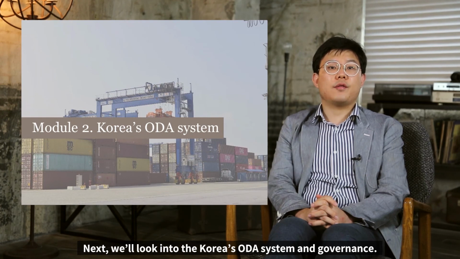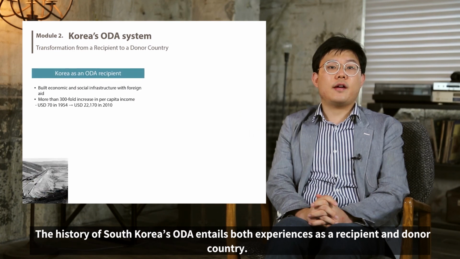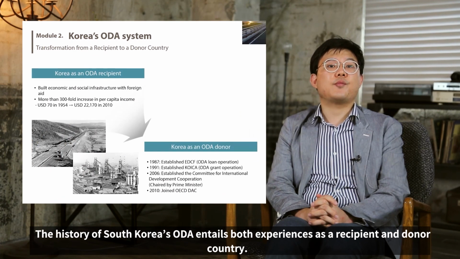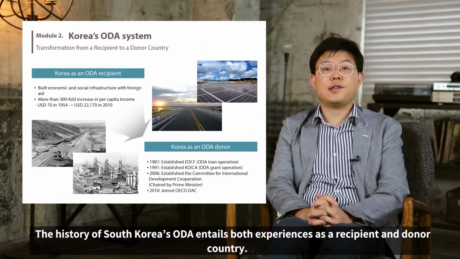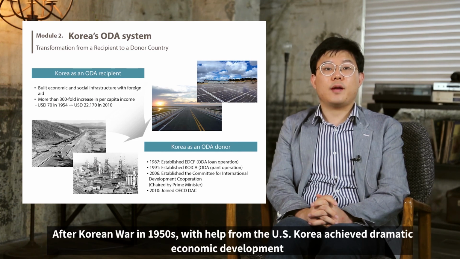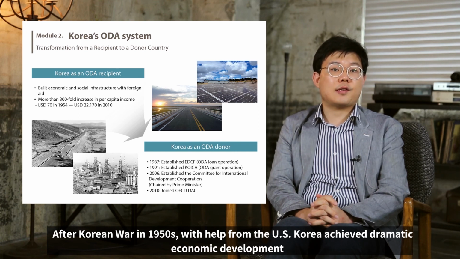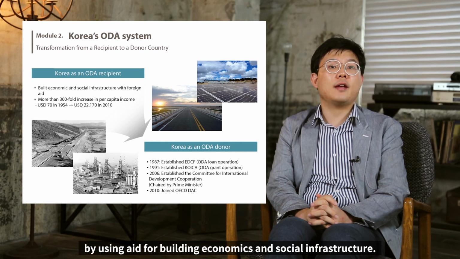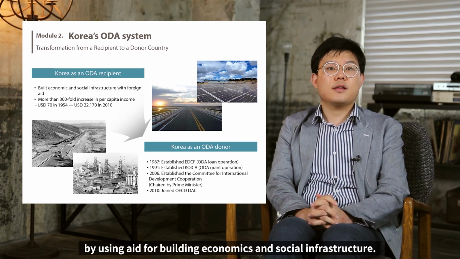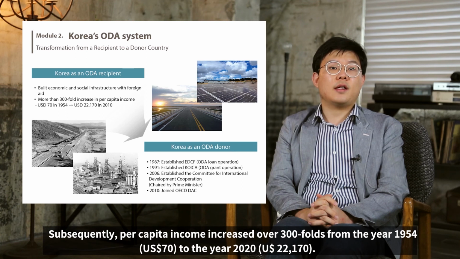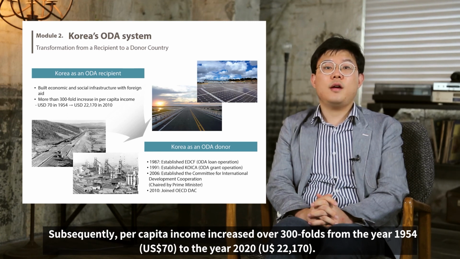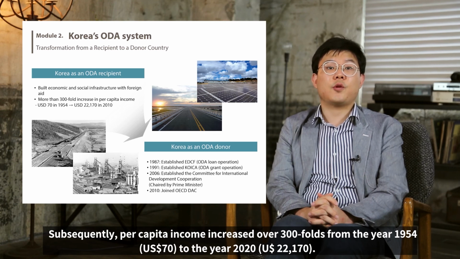Next, we'll look into Korea's ODA system and governance. The history of South Korea's ODA entails both experiences as a recipient and donor country. After the Korean War in the 1950s, with help from the US, Korea achieved dramatic economic development by using aid for building economic and social infrastructure. Subsequently, per capita income increased over 300-fold from the year 1954 to the year 2020.